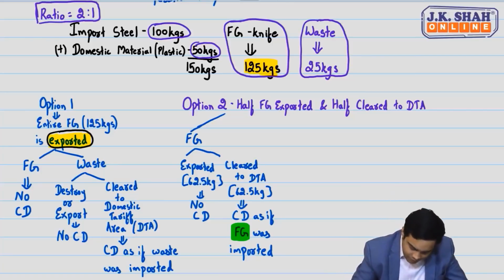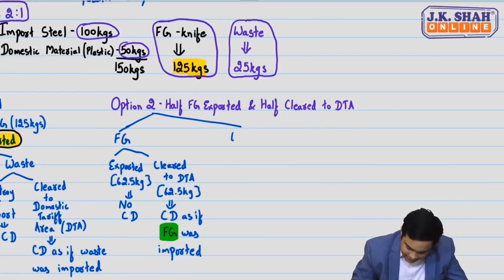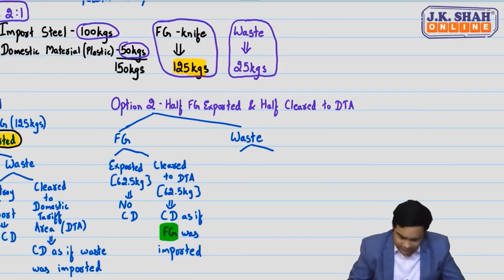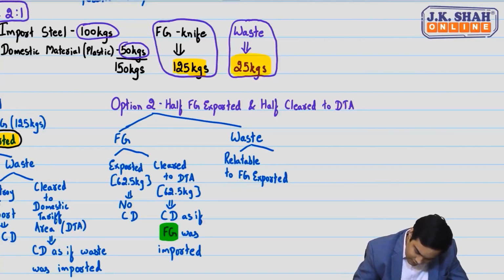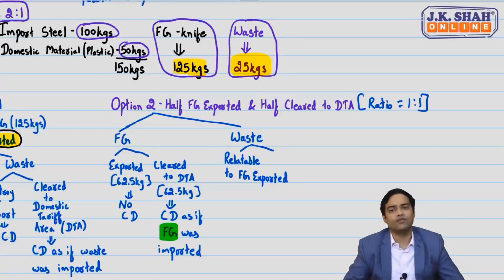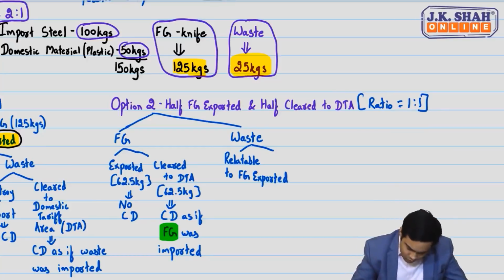Okay. Now coming to the important part, that is waste. Waste, government has given two treatments. Relatable to finished goods exported. Can you tell me how much will this be in quantity terms? This is 25 kgs. The ratio here is 1:1, which we have used, correct? We have used a 1:1 ratio. Half exported, half cleared to DTA. So relatable to exported finished goods will be 12.5 kgs.